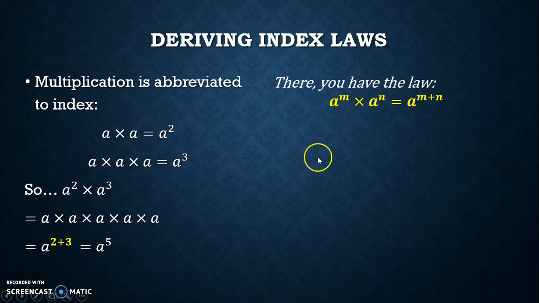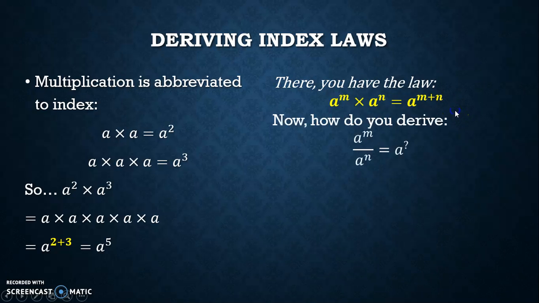From there, you have the first index law. That is, when the same base is multiplied together, it equals the same base to the power of their indices added together. So a to the power of m times a to the power of n equals a to the power of m plus n.